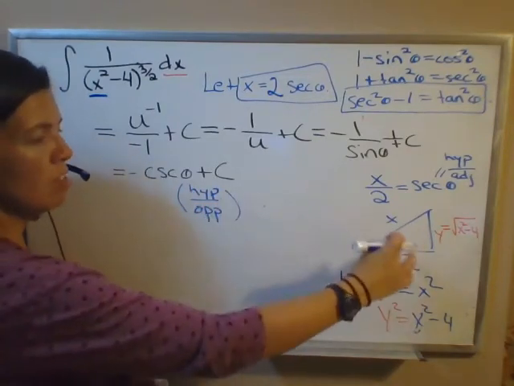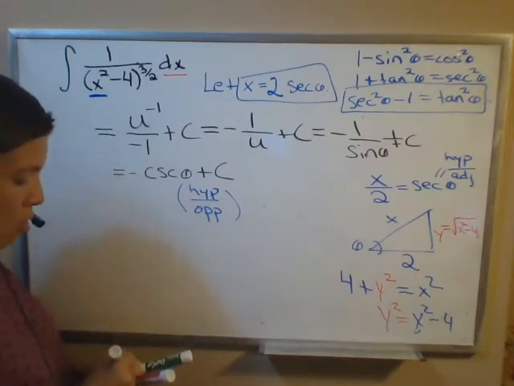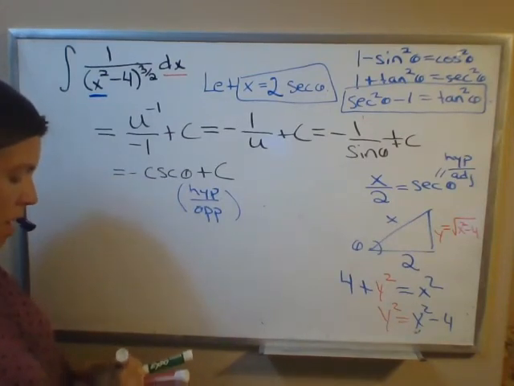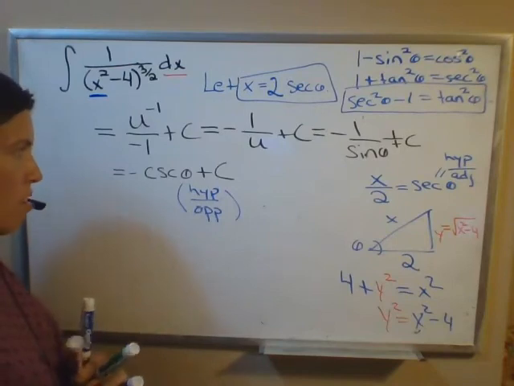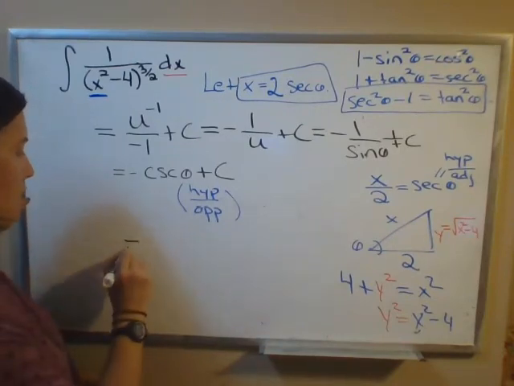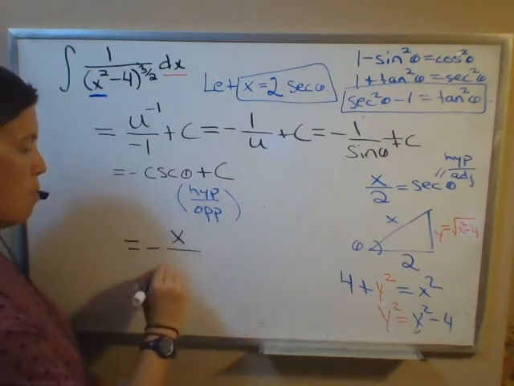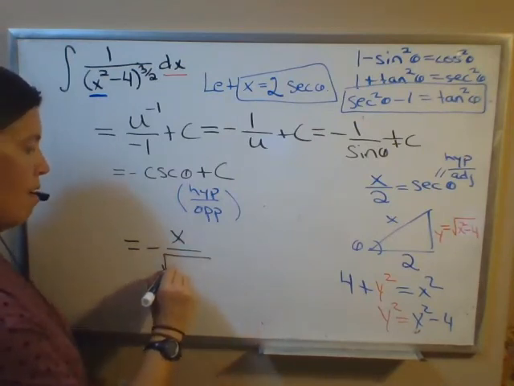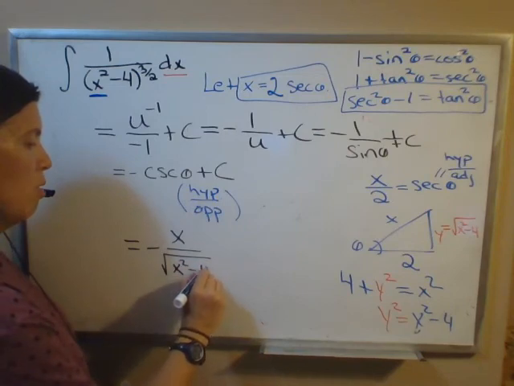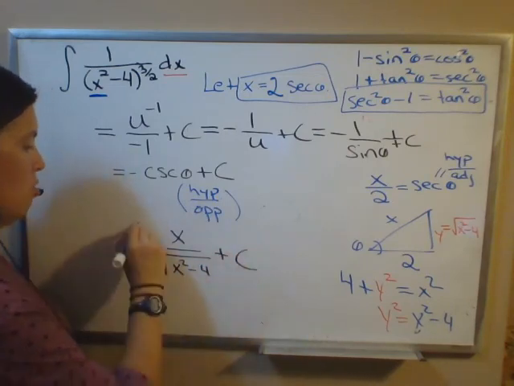Once you have the three sides of the triangle labeled, you can write any trig function evaluated at theta. So in this case, cosecant of theta, just use the sides of the triangle. That's hypotenuse x over opposite side, the square root of x squared minus 4. And there's your final answer.